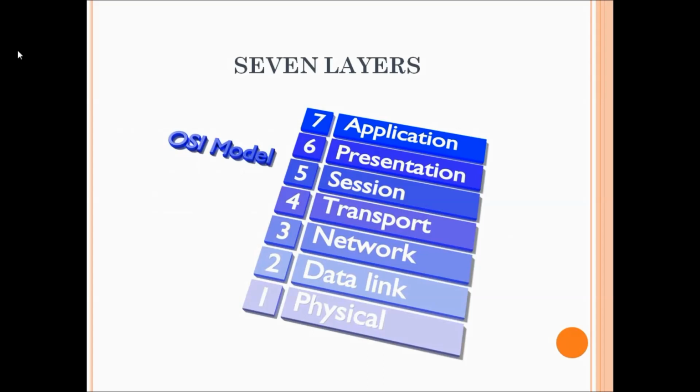The OSI model follows a layered architecture where one layer can use the services of the other layer. The OSI model mainly contains 7 layers. The first one is the physical layer, second is the data link layer, third is the network layer, fourth is the transport layer, fifth is the session layer, sixth is the presentation layer, and lastly the seventh layer is the application layer. Here one layer can use the services of the other layer.